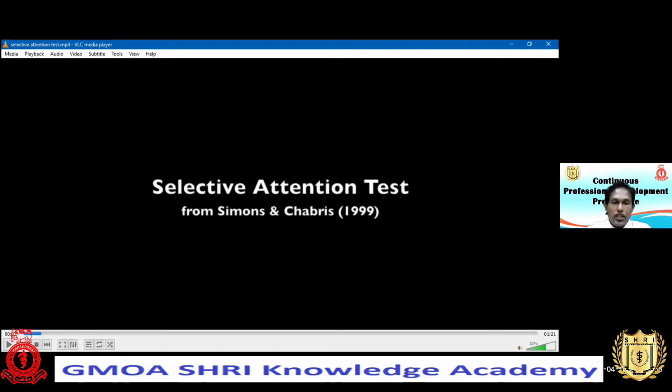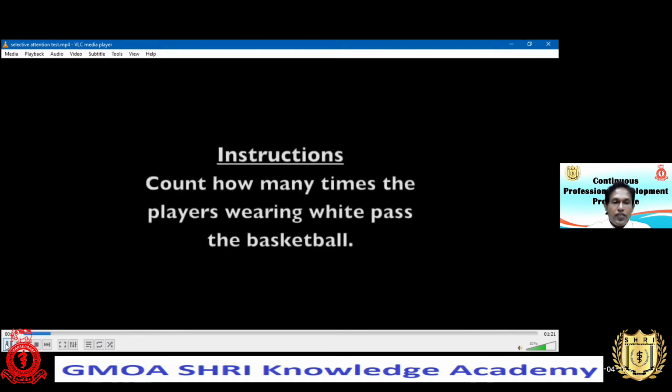You can check your attention and concentration, especially the attention, how good it is. If you are losing your attention and concentration, you will not get the correct count. This is the question I explain to you: count how many times the players wearing white pass the basketball, but not the black people. Okay, right. We'll start now.